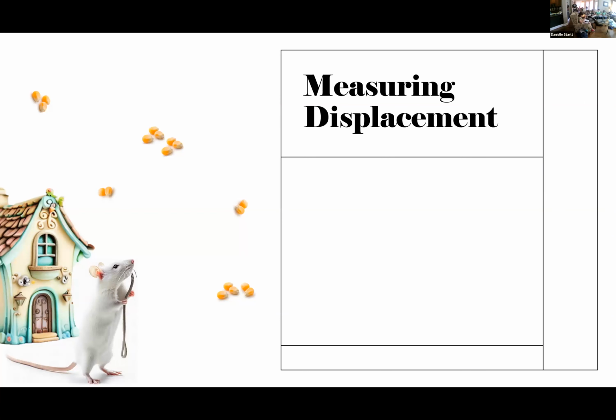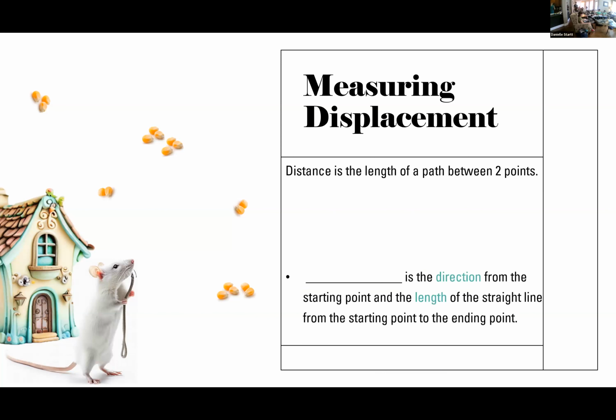So that was distance, right? They had to travel 4 meters to get to him. That was their distance. So what's displacement? Distance is your path between 2 points.